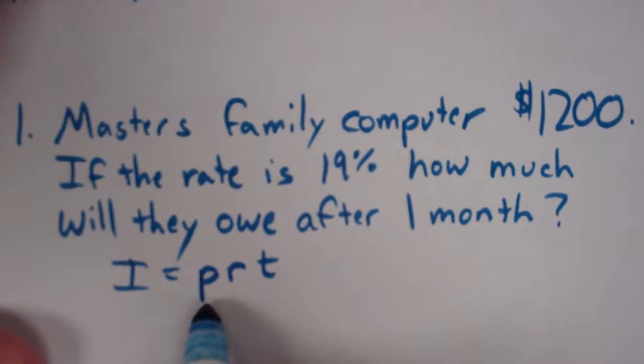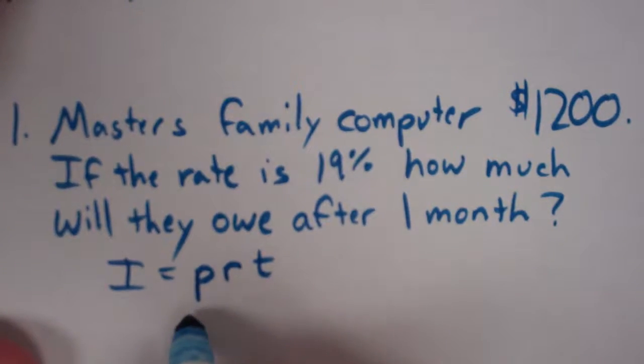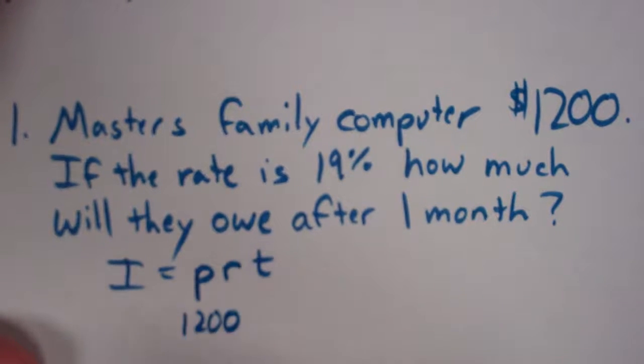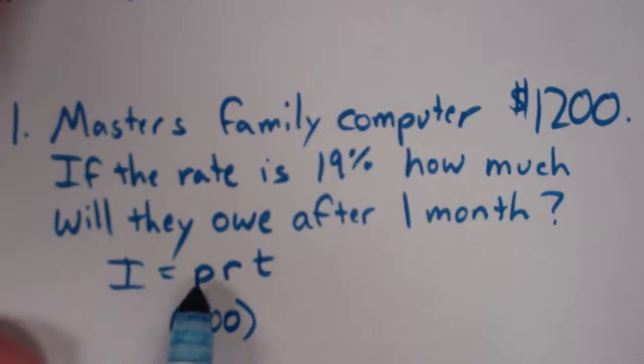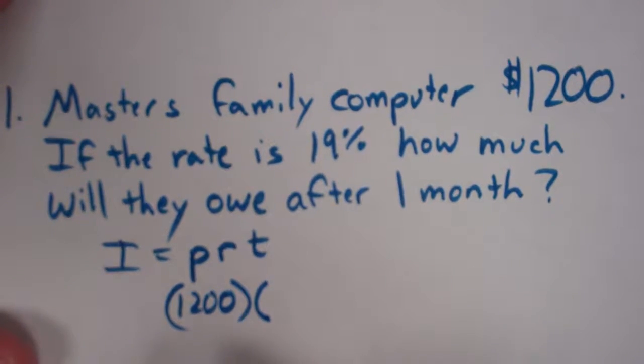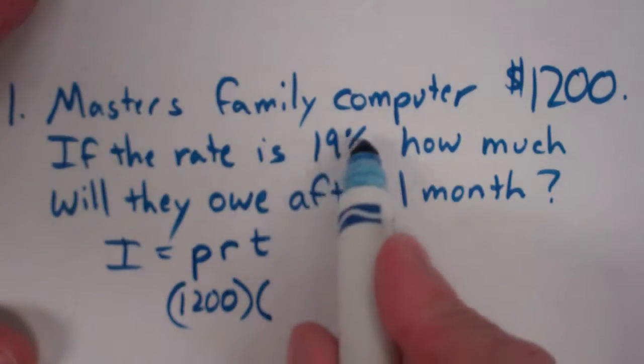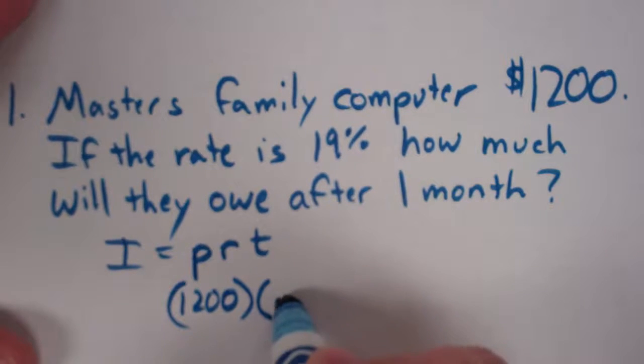So principal is the amount of money that's been borrowed or lent. In this case, the principal was a $1,200 loan. I like to put things in parentheses when I plug them into formulas. The rate, the agreed upon rate was 19%. Of course, when we do math with it, we can't use the number 19 because it's really 19% divided by 100. So I'm going to write that as 0.19.